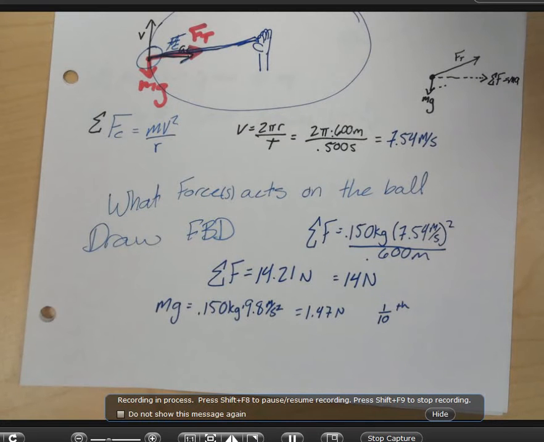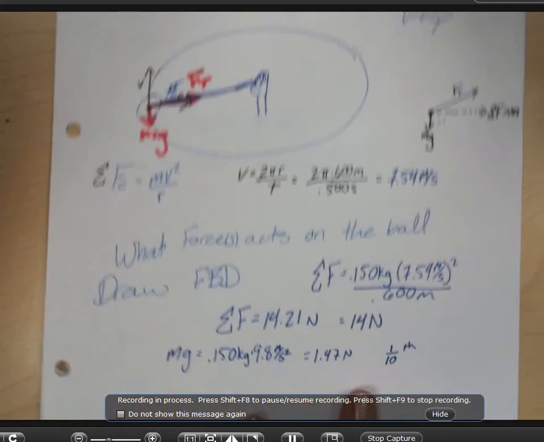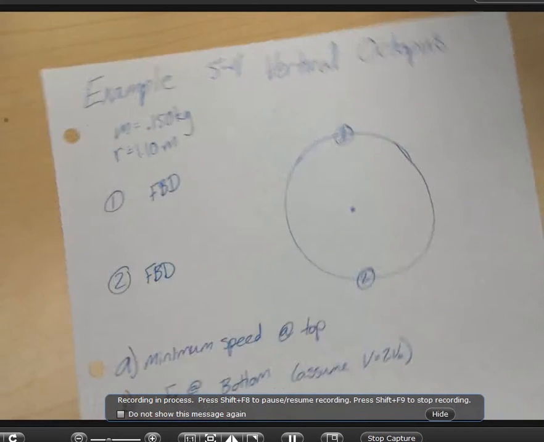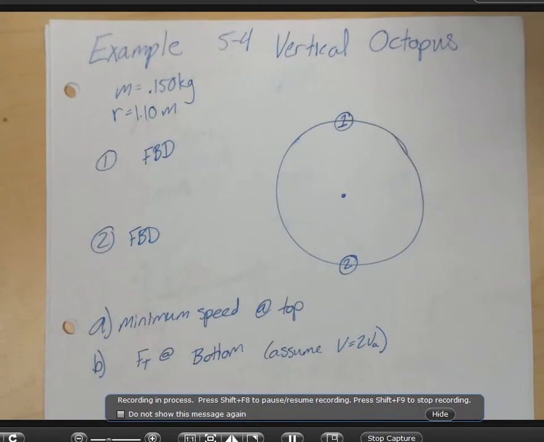But there's not just horizontal direction for circular motion. When we're on Earth, gravity has a huge effect on anything traveling in the vertical direction. So the next thing we're going to take a look at is solving for a vertical object. And so I have here the problem, the vertical octopus. In the problem, it's a revolving ball. We're just going to say that this ball is an octopus, because why not?